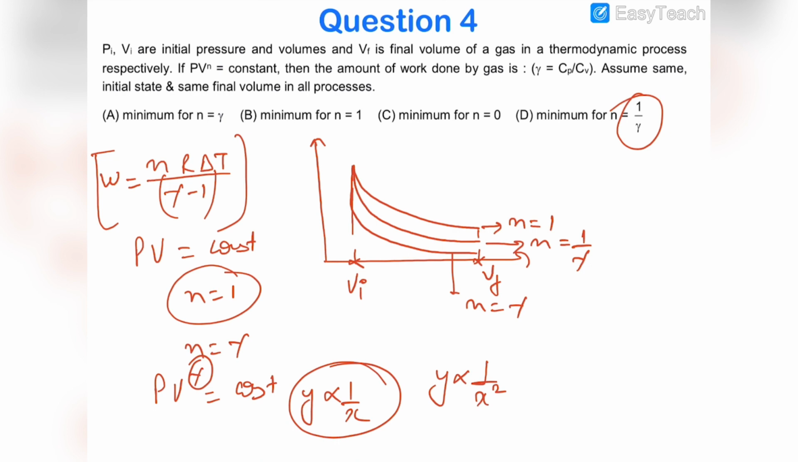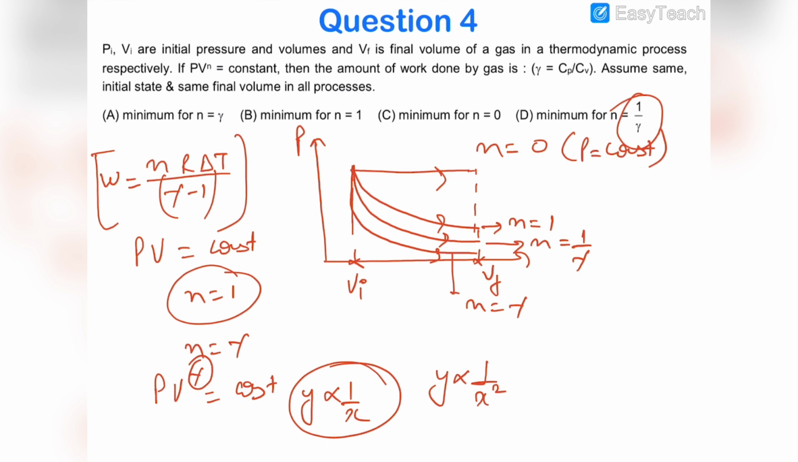And if n is equal to 0, so P is constant. So this is an isobaric process, so this would be like that. Okay, so these are the 4 graphs.